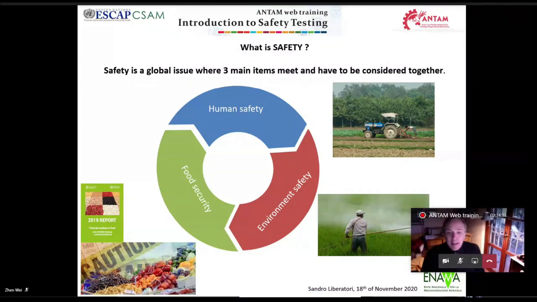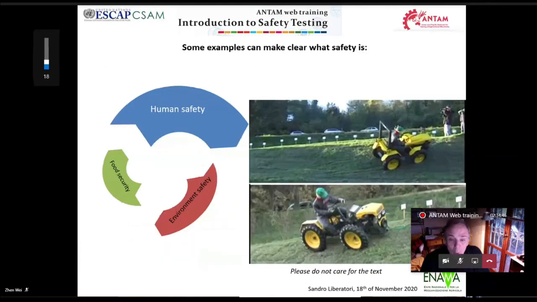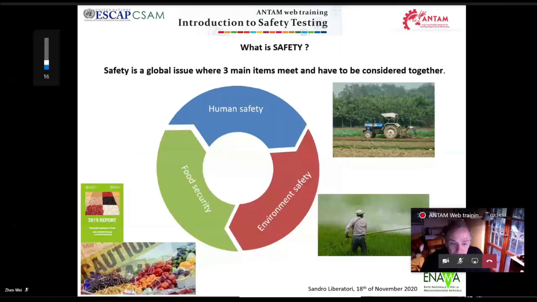So safety is a very important issue. It's more than 30 years I'm working in the agricultural sector, and I think that really safety is a key issue. But we have to divide safety into three main items. Please, the first slide, if possible. It's human safety, food security, because it's also an issue dealing with safety, and environmental safety.